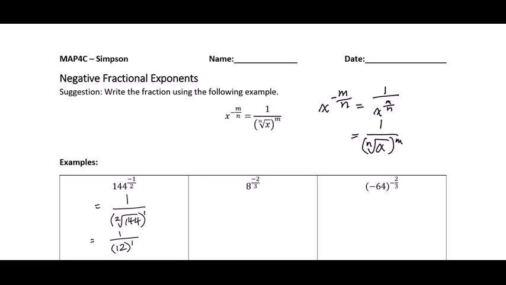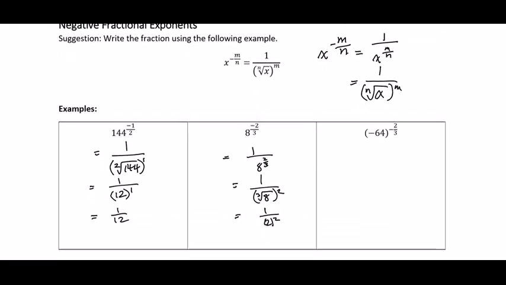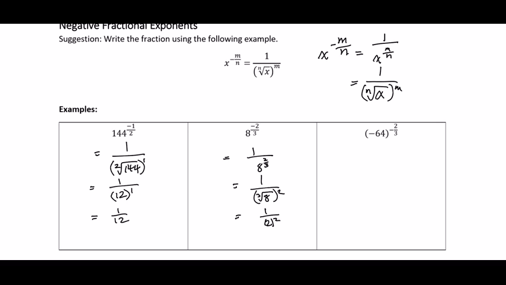The same can be said for 8 to the negative 2/3. So you're going to write 1 over 8 to the 2/3, which is the same as 1 over the third root of 8 raised to the 2, which is just 1 over 2 squared, which gives us our final answer of 1 over 4.